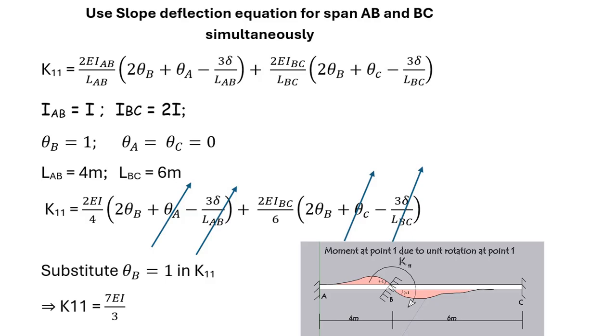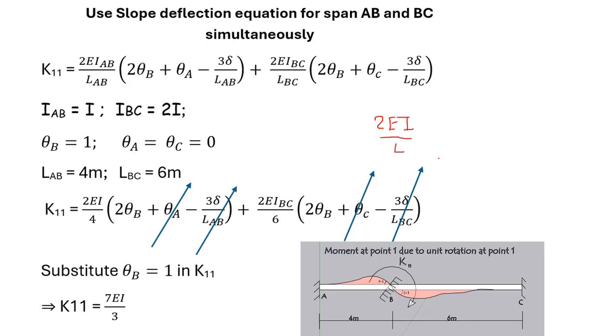Now we have to apply the slope deflection equation for the spans AB and BC. So first let us apply the slope deflection equation for the span AB. If you do that, 2EI_AB by L_AB into 2 theta B plus theta A minus 3 delta by L_AB. So these concepts are obtained from the slope deflection method that you already know. I assume that you already know the slope deflection equation, and this is 2EI_BC by L_BC into 2 theta B plus theta C minus 3 delta by L_BC.